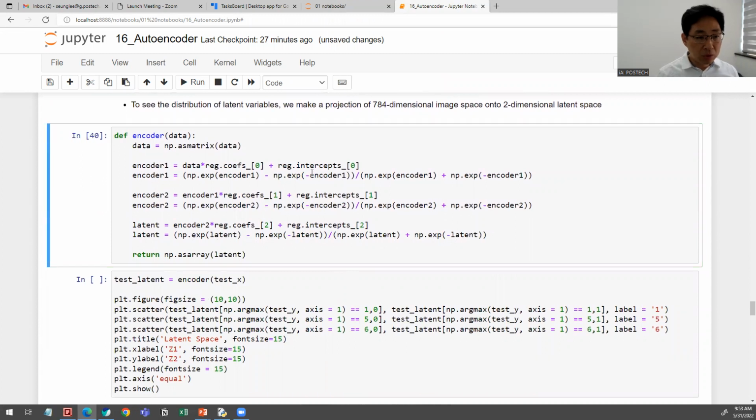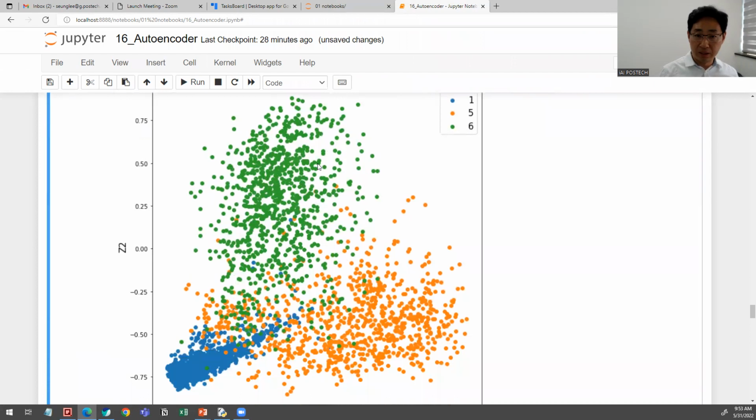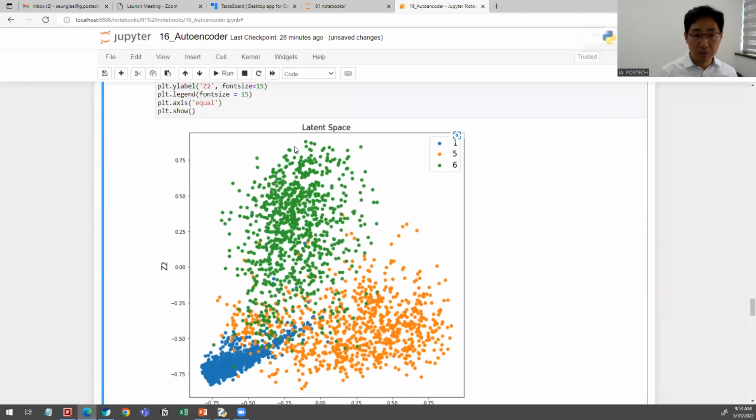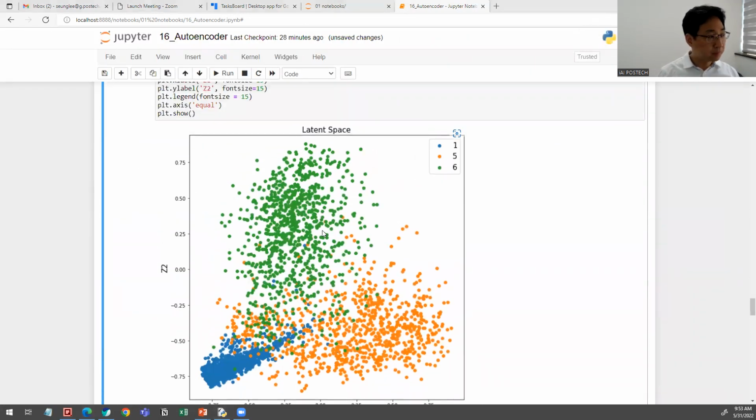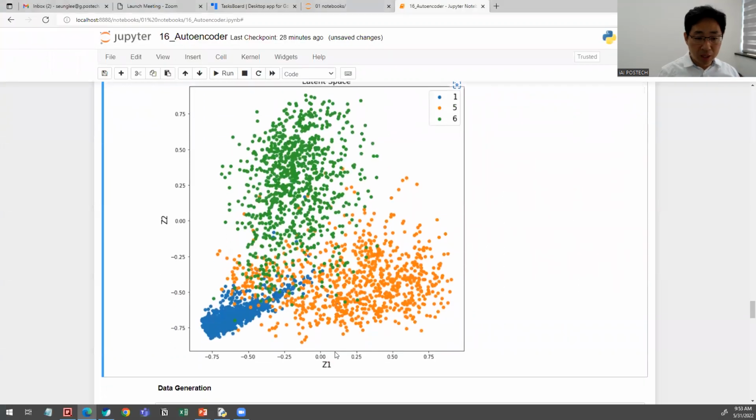So what I want to do here is look at the latent space. Remember that I have only 2 neurons in the latent space, which I will call Z1 and Z2. That's why I plot Z1 and Z2. And I have only 3 different classes, 1, 5, and 6. So I plot them. These are 5, and these are 1, and these are 6.